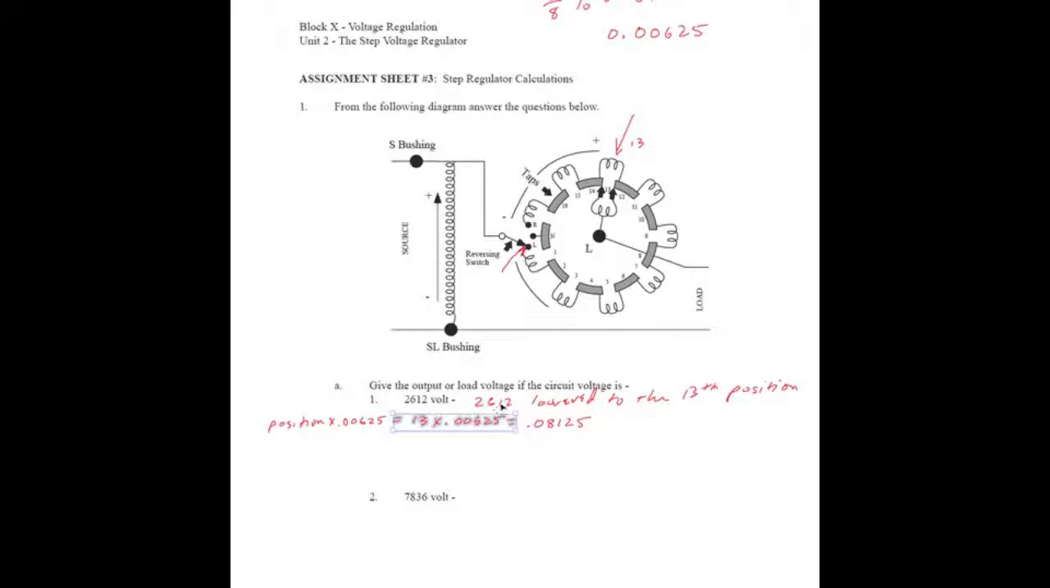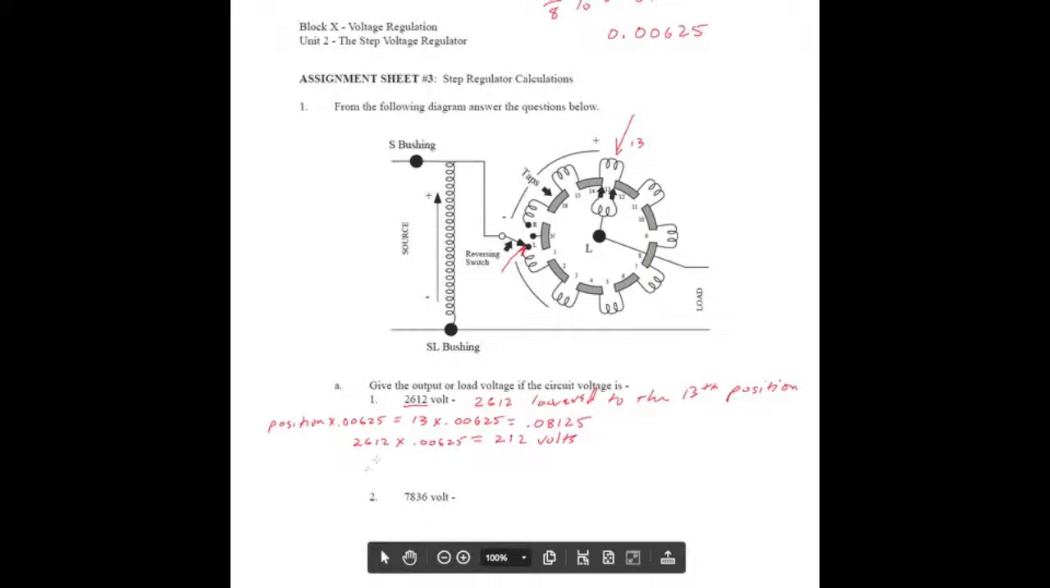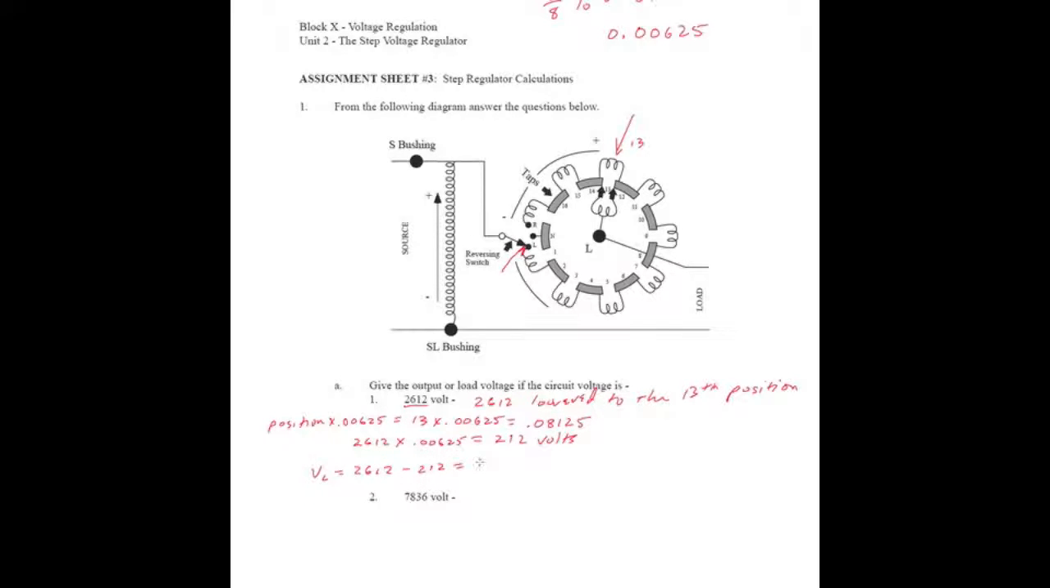So if we take the applied voltage of 2612 and multiply that by 0.08125, that tells us that we're going to lower that voltage by 212 volts. So your load voltage then is going to be 2612 minus 212, and that's going to give you 2400 volts on the load.